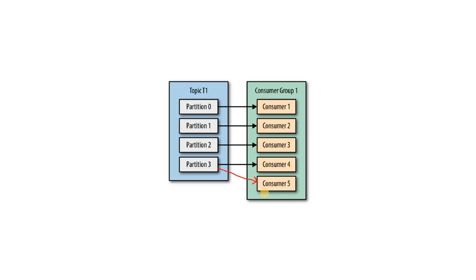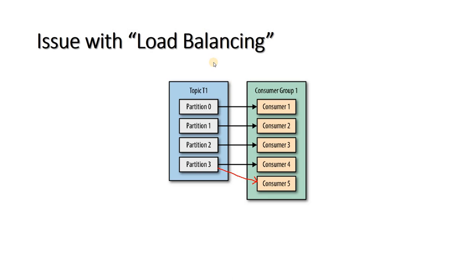Consumer group was introduced for load balancing, so that multiple consumers will process different chunks of messages, right? So that's why, if different consumers try to consume messages from the same partition in parallel threads, that is not good, okay? That is a problem, okay? So you understood the issue with load balancing.